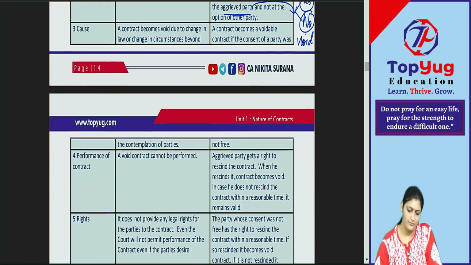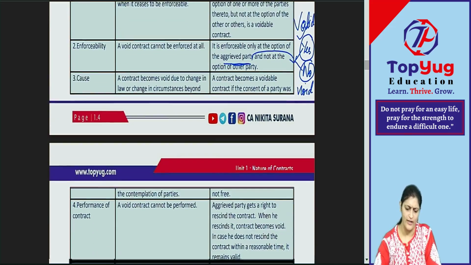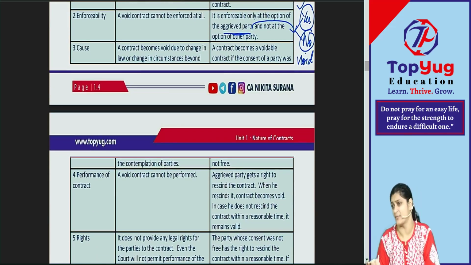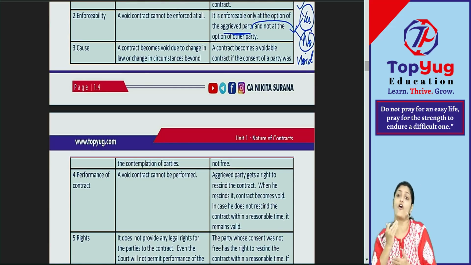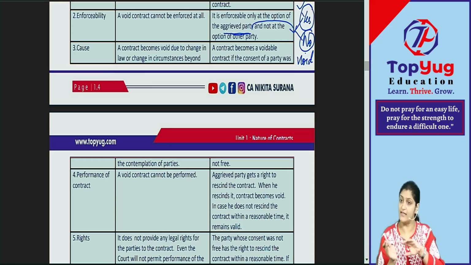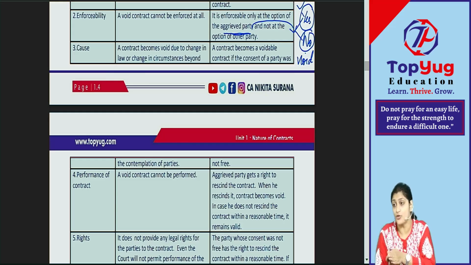So what is the cause behind a void contract? Some event is happening, some circumstance, some situation. When you made that contract, it was very much valid, but after forming the contract, before performing, there is a difference between formation and performance. Formation is entering into the contract. Performance is whatever you have promised to do, that you're doing in the contract. Formation and performance can happen at the same time also. But there are some cases where there will be a time gap also. You will form the contract now, but it will be performed in future.